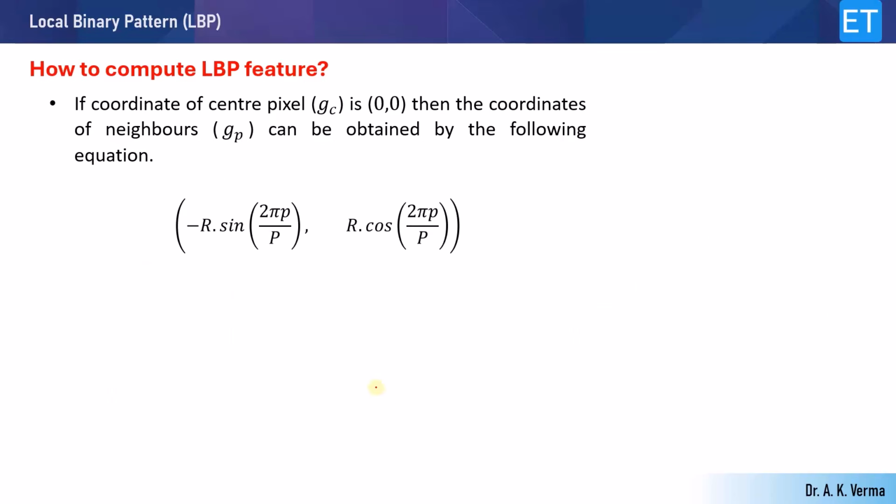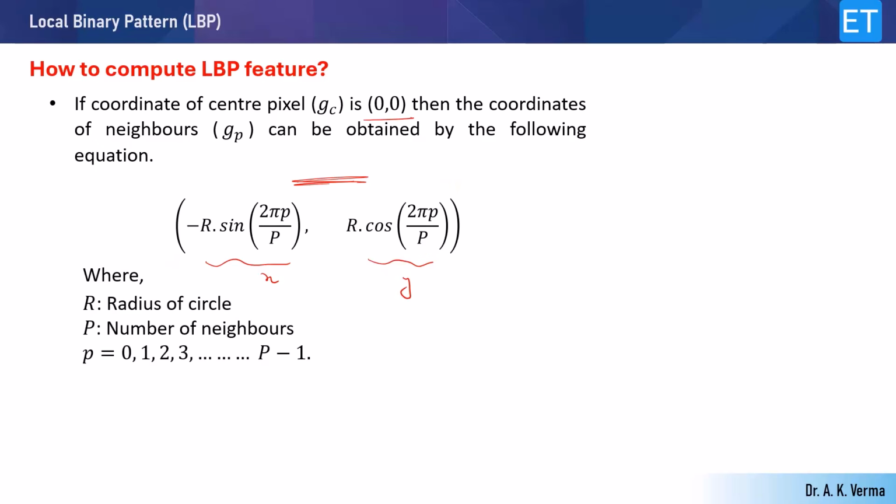So if the coordinate of the center pixel GC, if I assume this is 0, 0, then the coordinates of all the neighbors can be obtained by this equation. This is my x coordinate and this is my y coordinate, where capital R is the radius of the circle, this one. Capital P is the number of neighbors, this one. Let's say if you keep number of neighbors 8, so you will write P equal to 8. And this is small p, this one. It is showing the neighbor numbers.